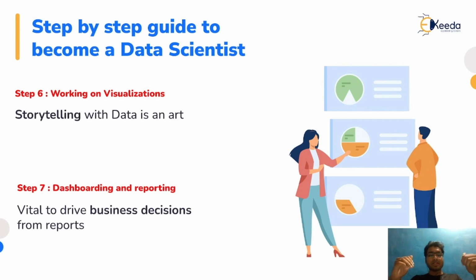The seventh step is dashboarding and reporting. Okay, let's imagine that you have worked on a particular piece of data, you have gathered some information, and you have seen some visualization. But how can you show that to a business person? For that, whatever visualization you have done, you should be able to represent to a business person. So dashboarding and reporting tools are very important. One example would be Power BI.